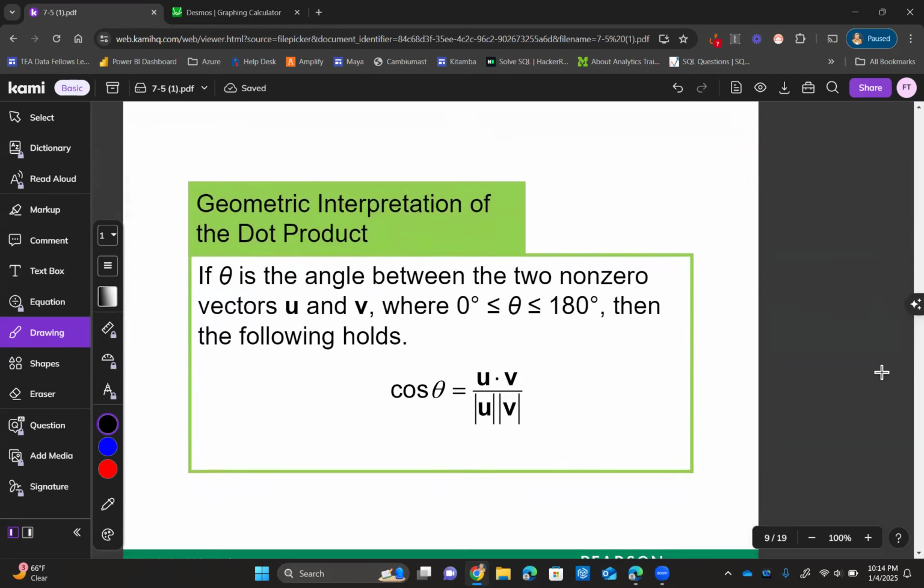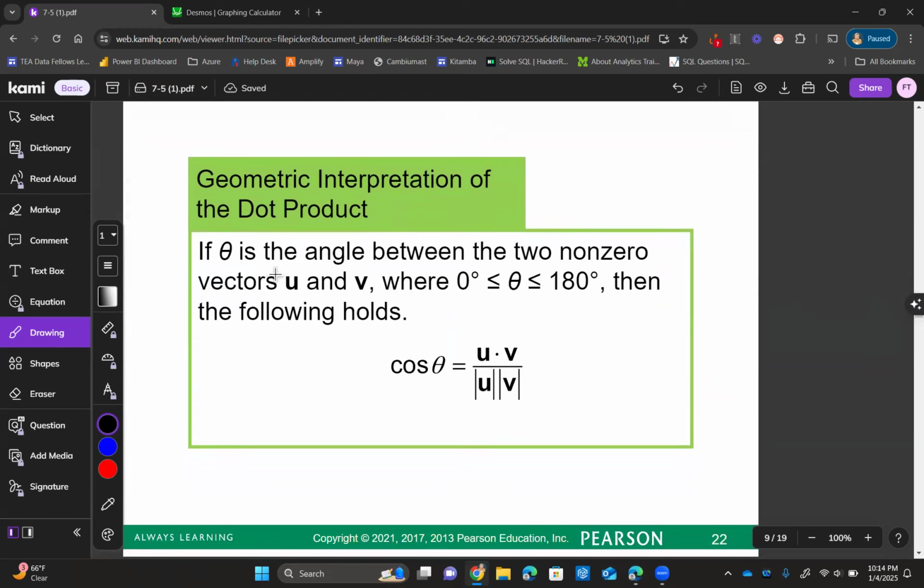So what we are trying to find is, if theta is the angle between the 2 vectors, then we can find the cosine of theta by doing the dot product between u and v, and then we can divide this product by the magnitude of vector u and the magnitude of vector v. This will be the formula that we're going to use to calculate the angle between two vectors.